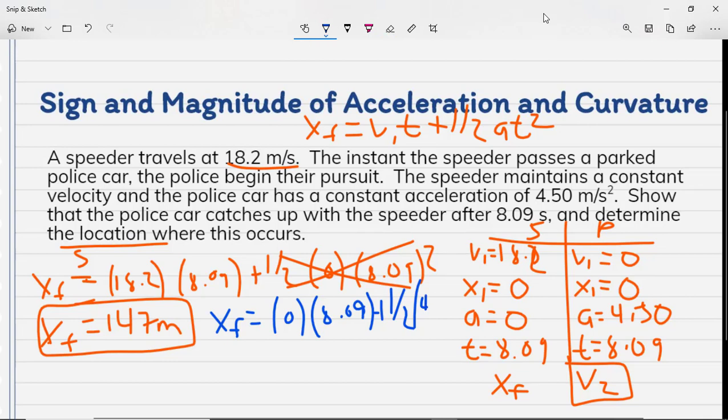Acceleration, 4.5. And then t squared, I'm going to cut into that a little bit, sorry, 8.09 squared. Well, this value is going to be 0, so we just now plug in and solve, and we get the exact same value.